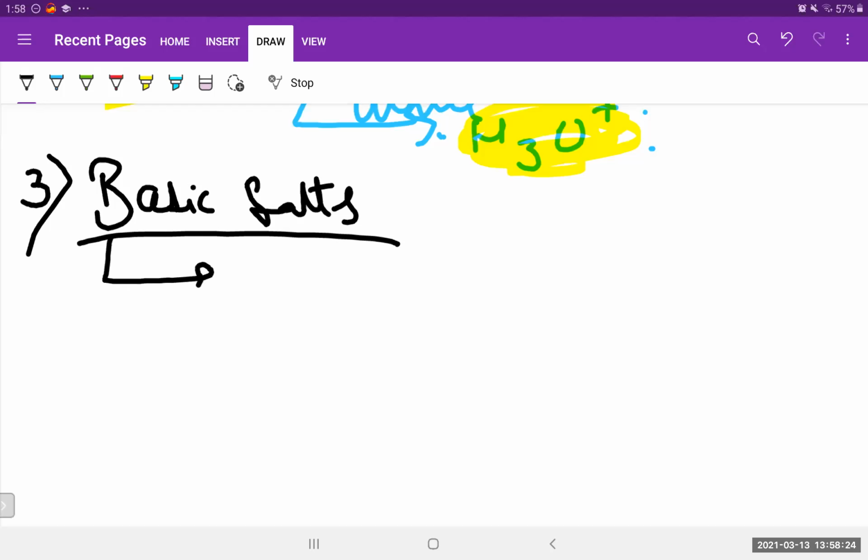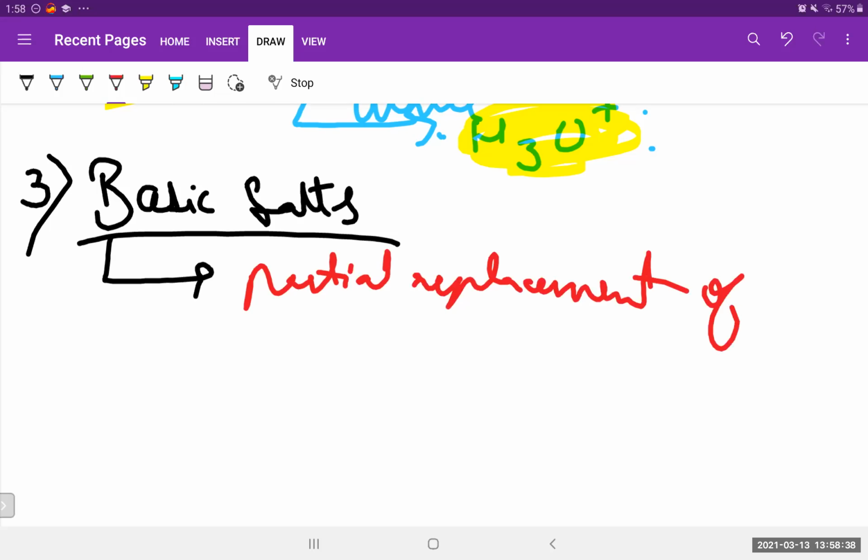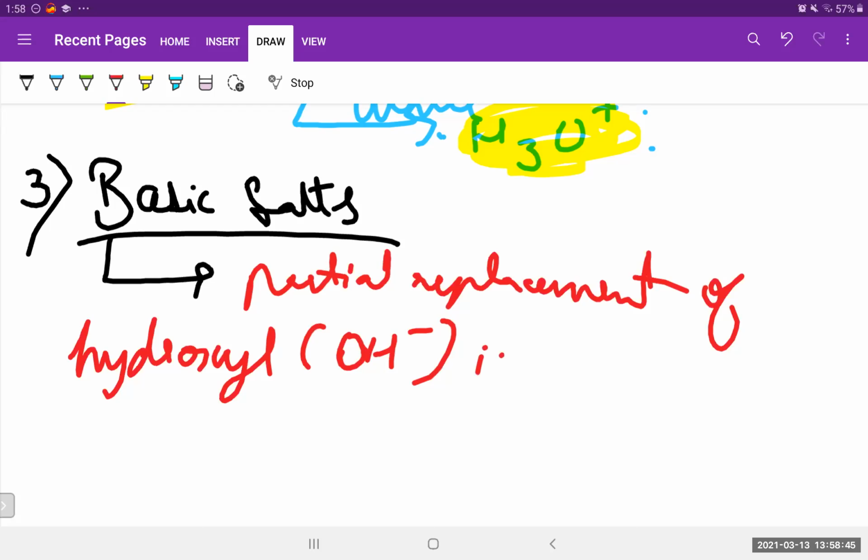Okay, basic salts. Let's see basic salts. I'll tell you the definition once. These are formed by the partial replacement of the hydroxyl radicals. What is hydroxyl? OH minus ions. Understood? By a triacidic or a diacidic base with an acid radical. Okay, so let's see what happens.